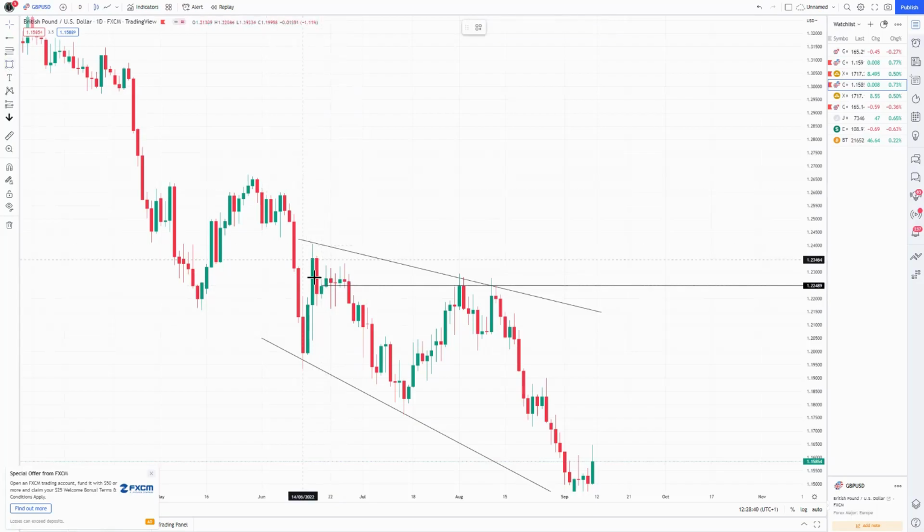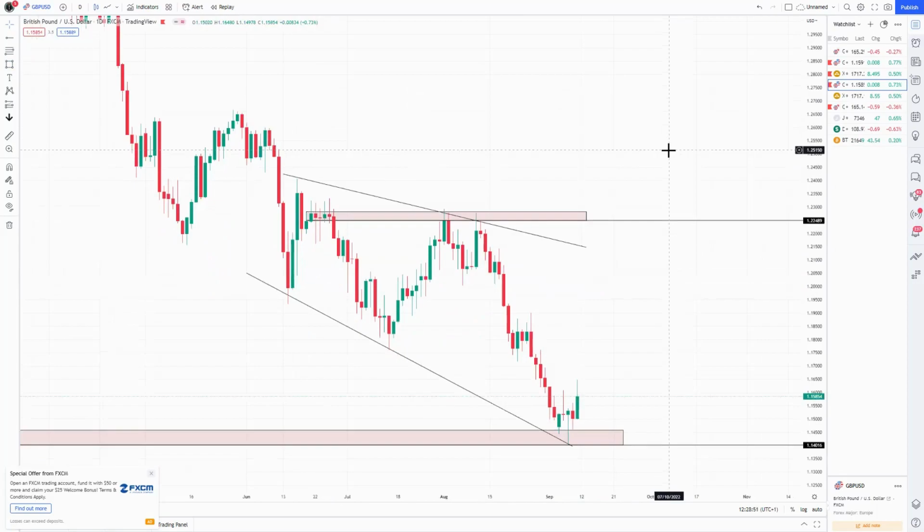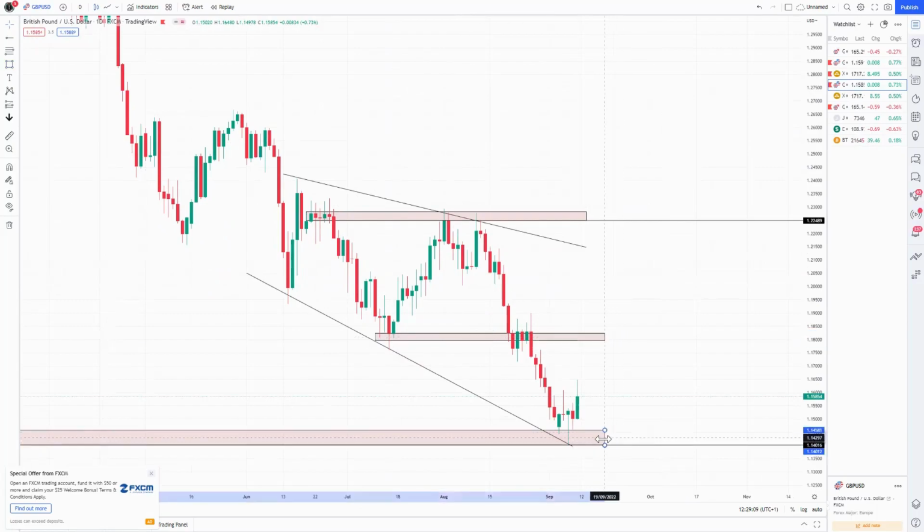Or you can add your rectangle. Good. So what can we mark out again? We can also see another bullish impulse here, which is a buy pressure. We can also mark that out. Okay, I think we've marked this.